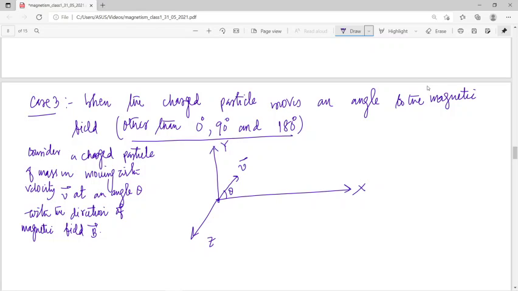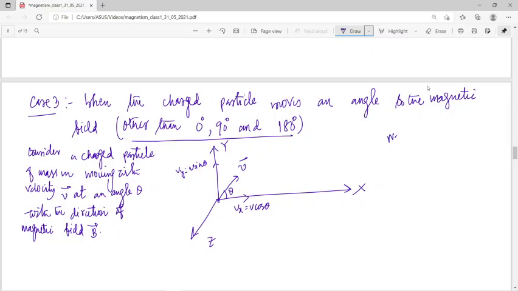When v is moving at some angle, it has two components. One is along the x axis, v cos theta, and along the y axis, this is v sin theta, that is vy. The v sin theta component is perpendicular to the direction of the field, so that will produce a circular motion, and the v cos theta component will move the particle in the forward direction. So that will produce a helical structure.